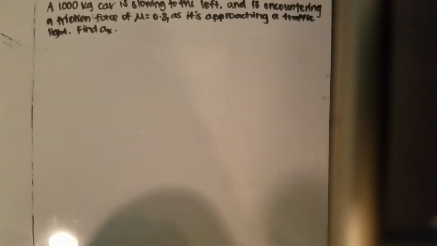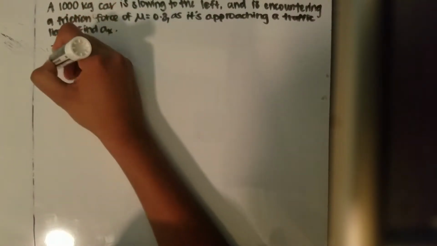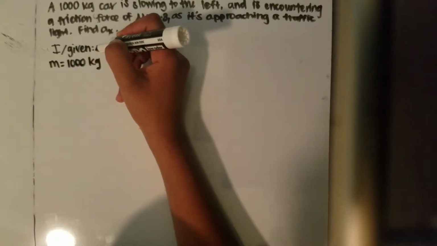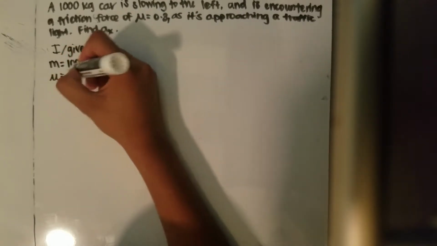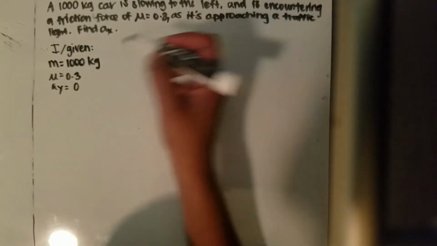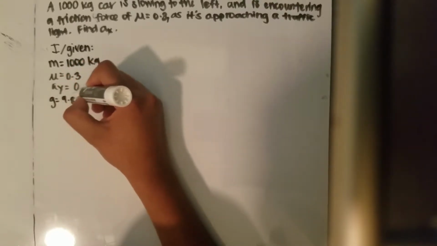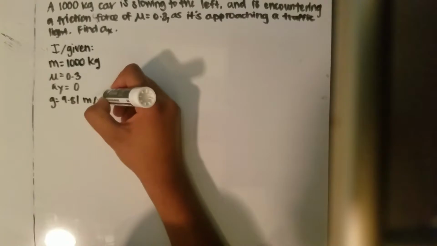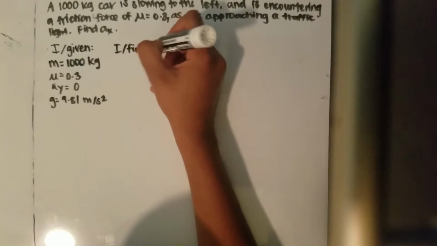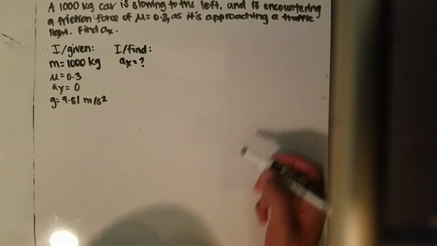To begin with, we would identify the given values in this problem. First, we have the mass of the car, which is 1,000 kilograms. Then mu, the friction coefficient, is 0.3. We also know that a_y, the acceleration in the y direction, is 0, because there's no vertical acceleration in this problem. It's also given that 9.81 meters per second squared is the gravity on Earth. And the thing we need to find is the acceleration in the x direction. So what is a_x?